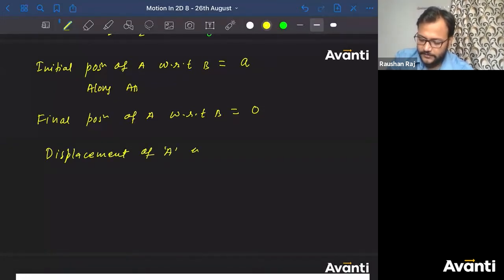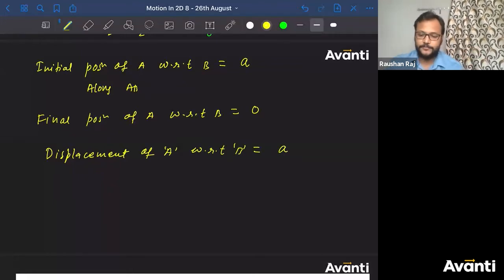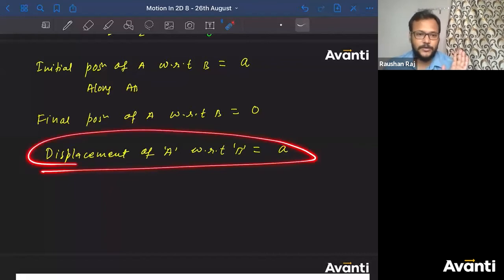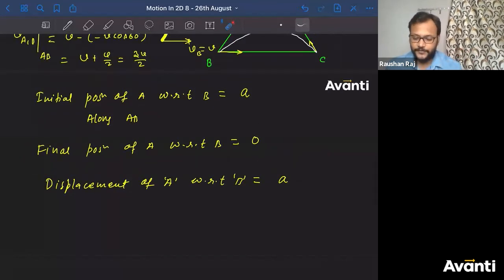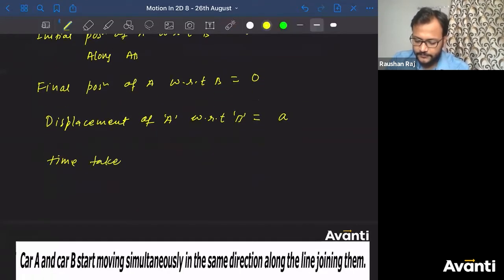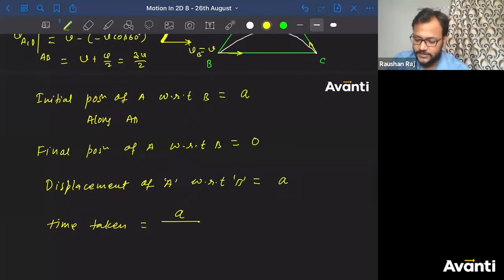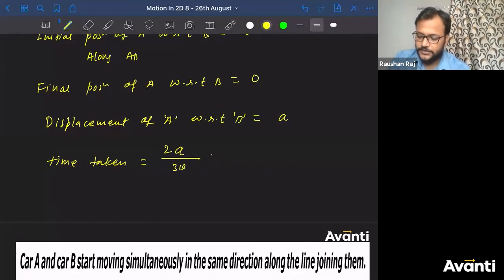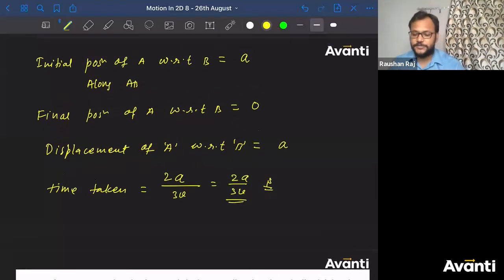So now if I ask you to find the displacement of A with respect to B, tell me what will be the answer? I'll say A. I'm talking about the magnitude here. 0 minus A only. So the displacement of A with respect to B is A only, along AB direction. If I ask you then to find the time taken, can I write displacement by velocity? What is velocity? 3V by 2. So what is the answer? 2A by 3V seconds. So this is the answer.